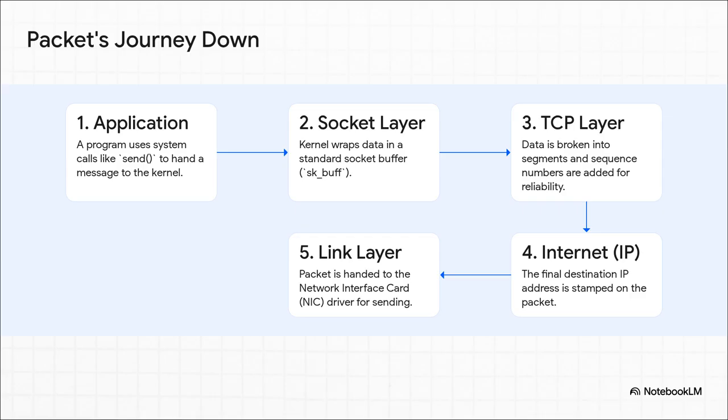Next up, the TCP layer acts like the mail sorting room. It chops big messages into smaller, numbered pieces so they can be put back together reliably on the other end. Then, the IP layer comes in and stamps the final destination IP address right on the envelope. Finally, the packet gets handed off to the link layer, which gives it to the network card driver to be zapped out as an electrical signal.